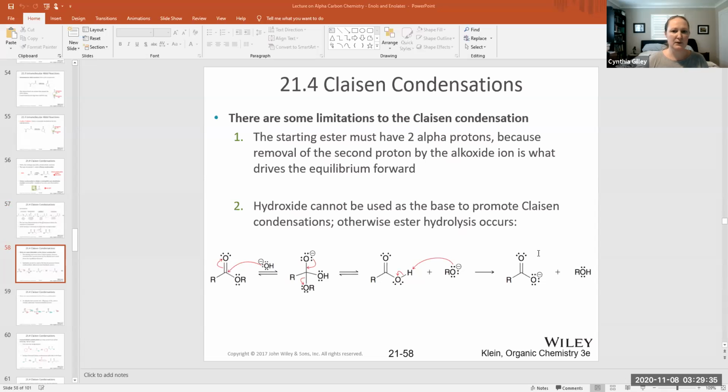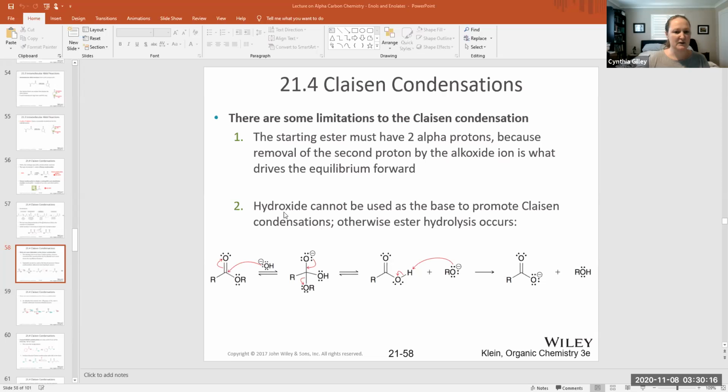Okay, it's important to note that there are some limitations to the Claisen condensation. The first is that the starting ester must have at least 2 alpha protons because we need to remove one of them in the first step to form the enolate, and we need to remove the second one in the penultimate step, right, where the alkoxide removes one of the protons that is in between the 2 carbonyls. That's the step that drives the equilibrium forward. So that's a very important step as well. So there needs to be at least 2 alpha protons on that starting ester for the reaction to take place.